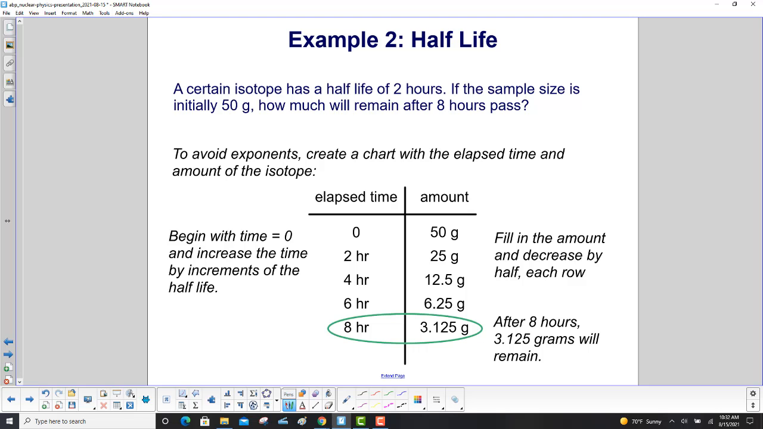To avoid exponents, create a chart with the elapsed time and amount of the isotope. Once again, begin with time 0, and then our half-life is 2 hours. So go 1 half-life, 2 half-lives, 3 half-lives, 4 half-lives. Then fill in the amount of our isotope at each time. Decrease it by half each time you go down one row. Start with 50 grams. At 1 half-life of 2 hours, you're down to 25. Next half-life cuts it to 12.5, then 6.25, and finally, at 8 hours, we have 3.125 grams. So after 8 hours, we have 3.125 grams of the isotope remaining.